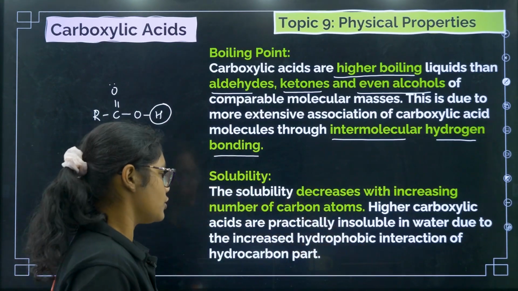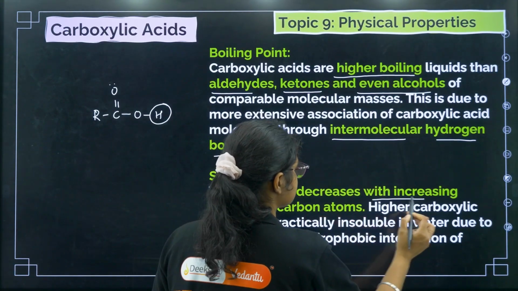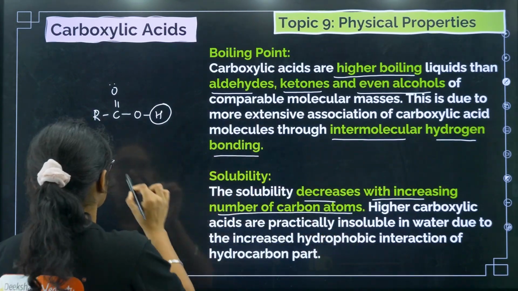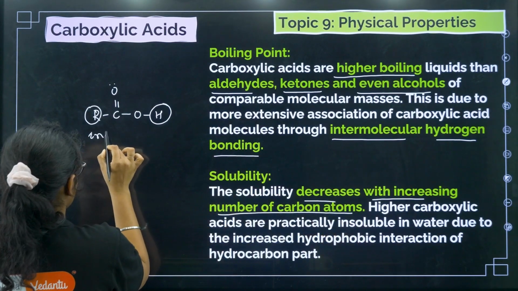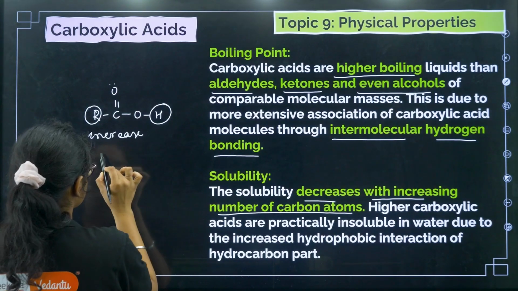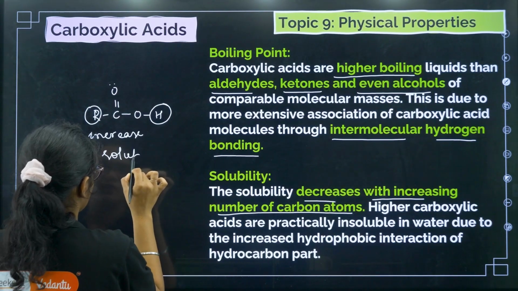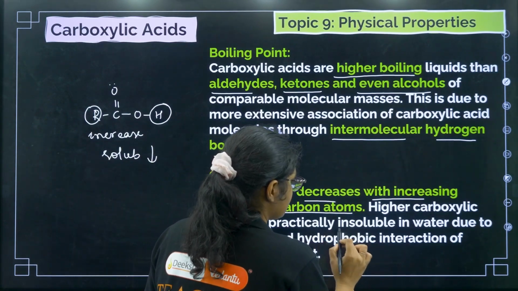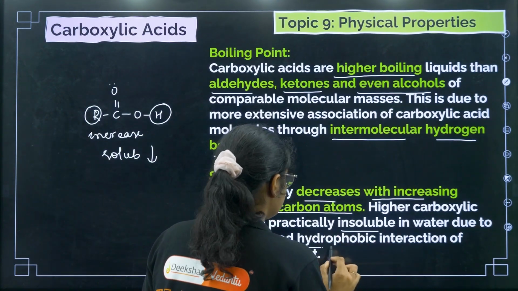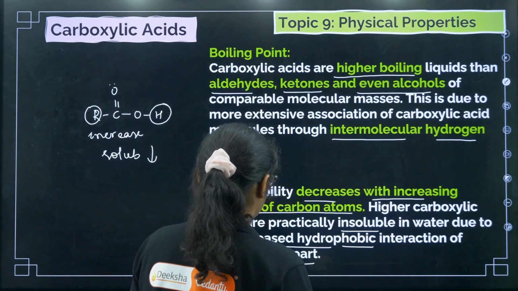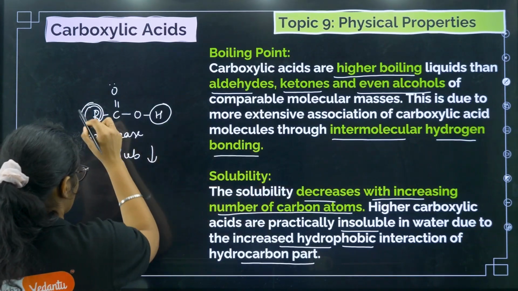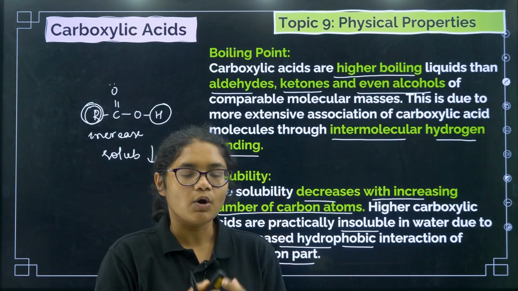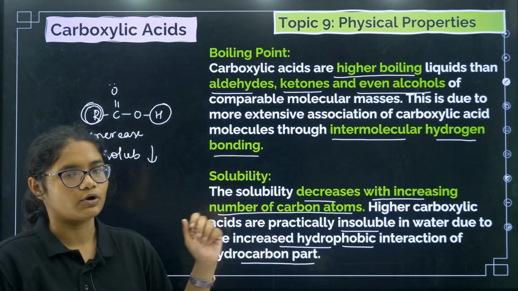Now coming to solubility, the solubility decreases with the increase in the number of carbon atoms. If this R group increases, then solubility will decrease. Higher carboxylic acids are practically insoluble in water due to the increased hydrophobic interaction of the hydrocarbon part. So if this R group is smaller, then it is easily soluble, but if this R group is very big, with a long chain of carbons, then it is not soluble.